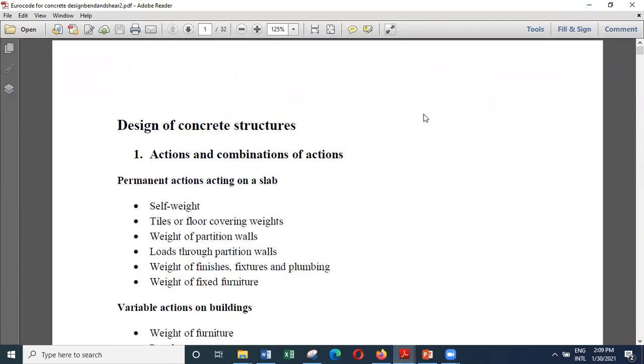So we'll start by covering the basics and discuss a little bit about Eurocode applications, basically Eurocode 2, and then we'll learn about the design of beams for flexure, shear, and also torsion. And then we'll also look at other related aspects like punching shear and so on.